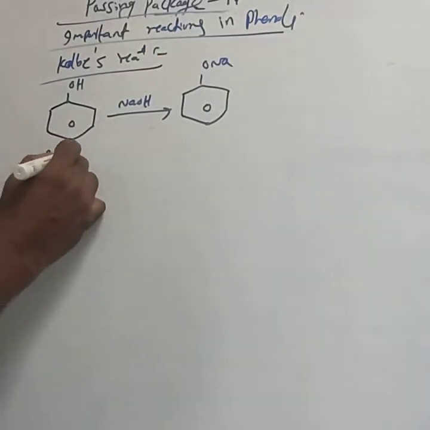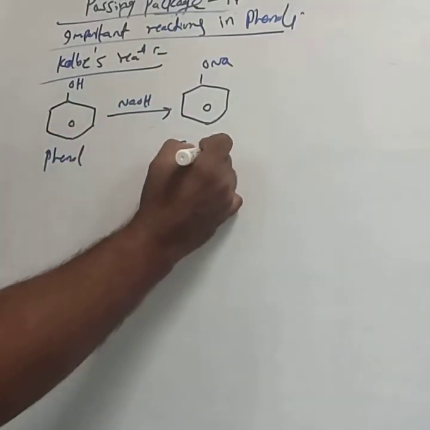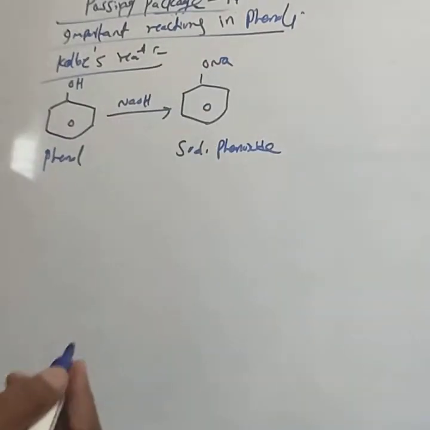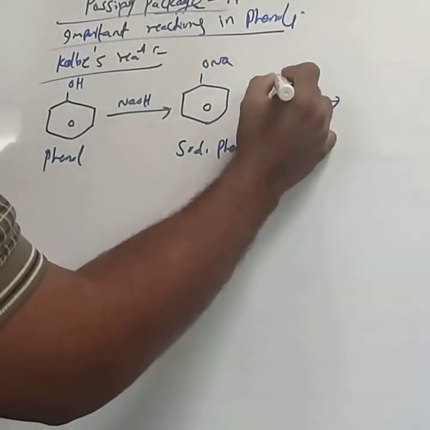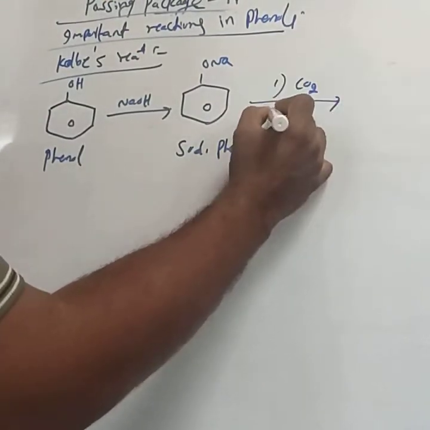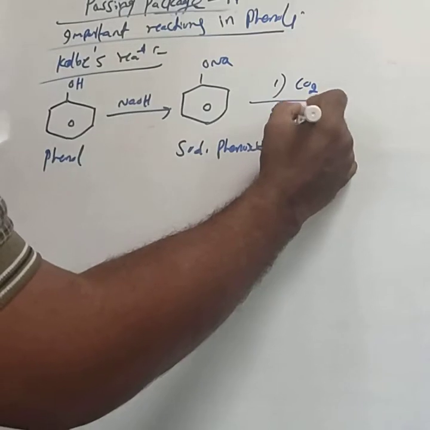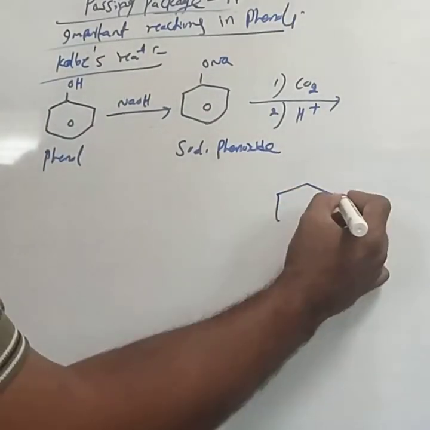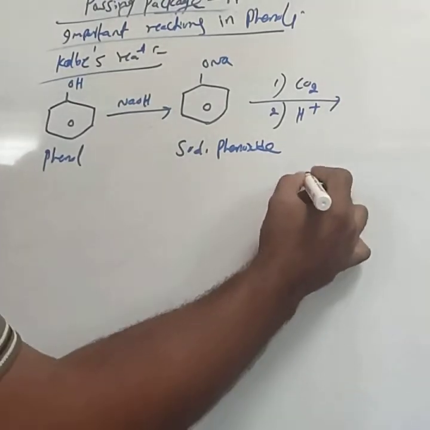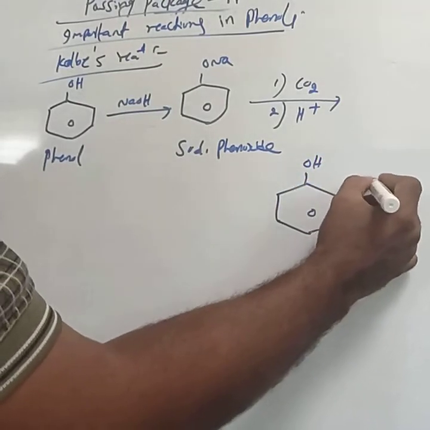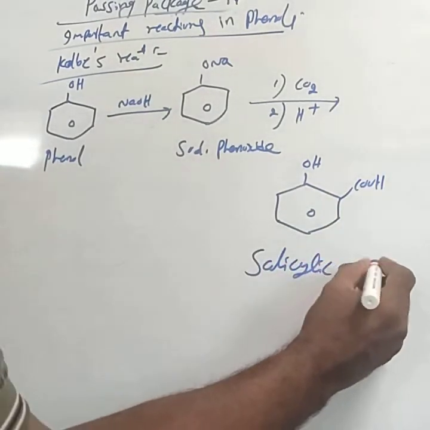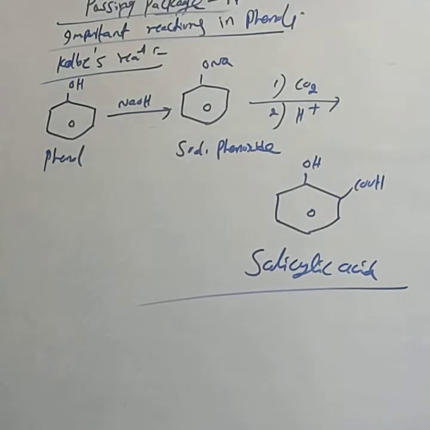Phenol reacts with sodium hydroxide, and sodium phenoxide is formed. The sodium phenoxide is treated with carbon dioxide followed by acidification, and we get salicylic acid. This is the salicylic acid. This reaction is called the Kolbe reaction.